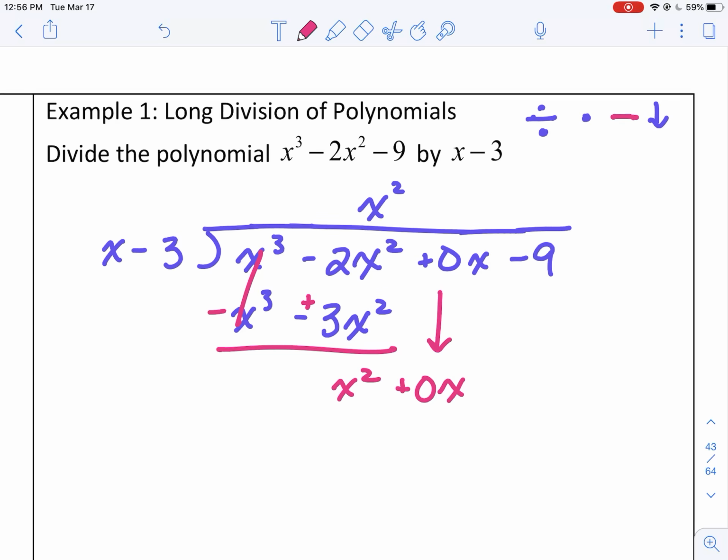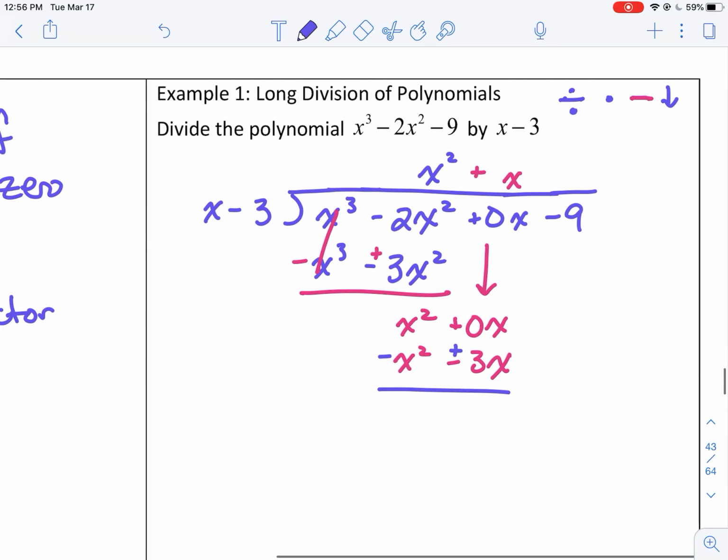So x squared divided by x gets me a positive x, and then I'm going to multiply. So I'm now going to distribute my x to both my x and my x minus 3. So when I do that, I get x squared minus 3x. Then I have to subtract again. Don't forget to distribute the negative, making the 3x positive. So now I have 3x because these canceled. And then I bring down my negative 9. And then I'm going to divide again.